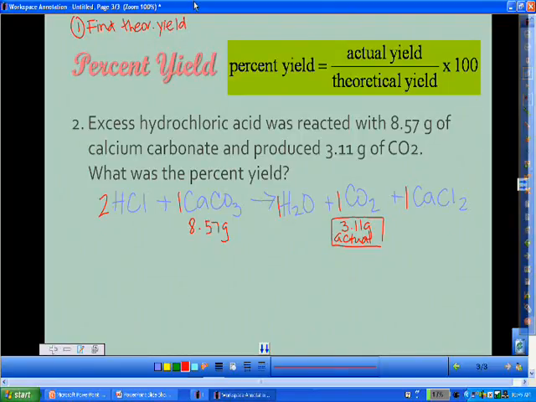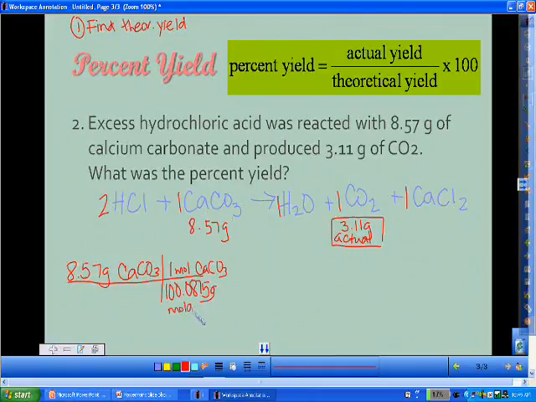So let's get started with that. Remember, it is a stoichiometry calculation. Once again, we'll start with what we're given, 8.57 grams of calcium carbonate. And we're going to convert this to moles using molar mass. So I had calculated this previously, but I'll write a note down here that this was a molar mass calculation.